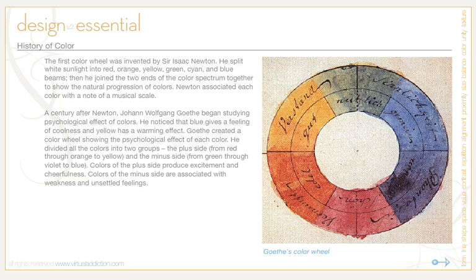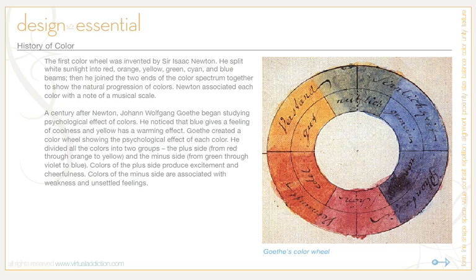A century after Newton, Johann Wolfgang Goethe began studying psychological effects of color. He noticed that blue gives a feeling of coolness and yellow has a warming effect. Goethe created a color wheel showing the psychological effect of each color.